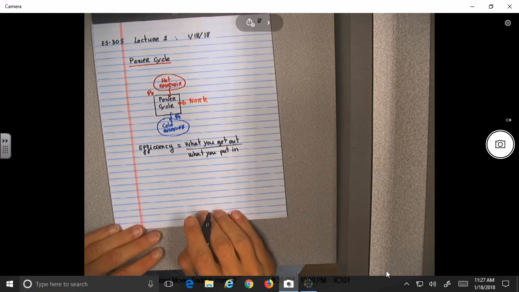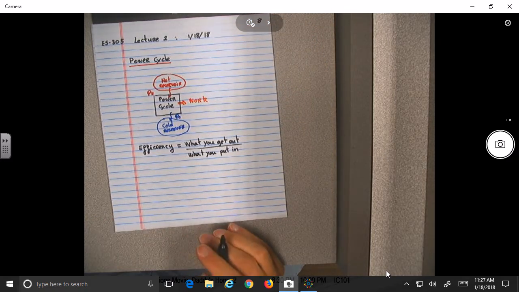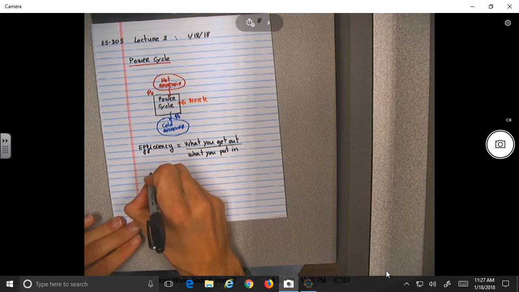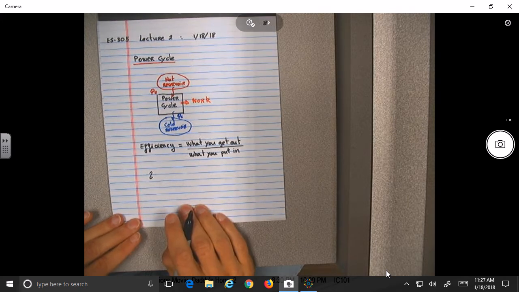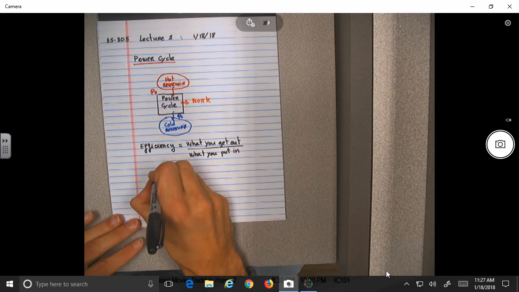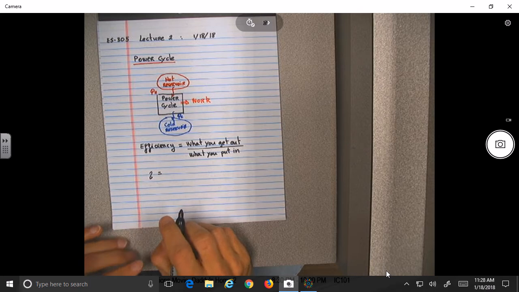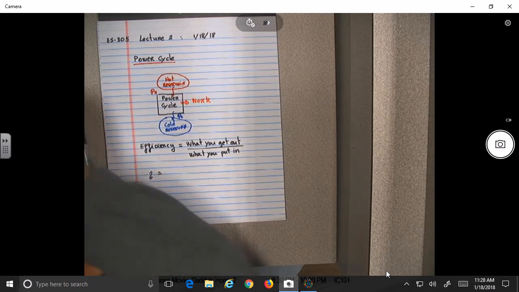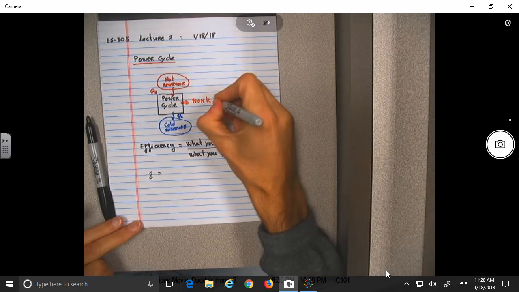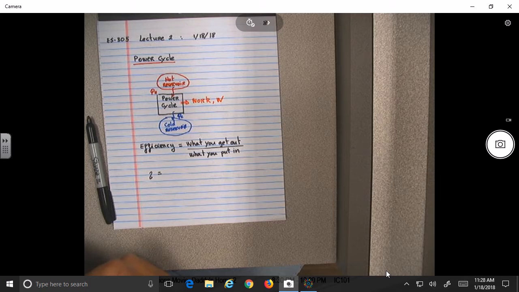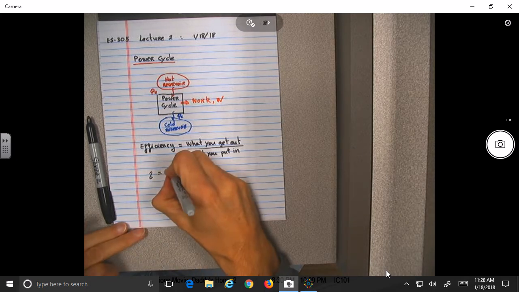Okay, so the efficiency of the power cycles, they have different ones in the textbook, but I think they use the letter eta, this letter over here. So what are you getting out of this system? Work. We can put here work.